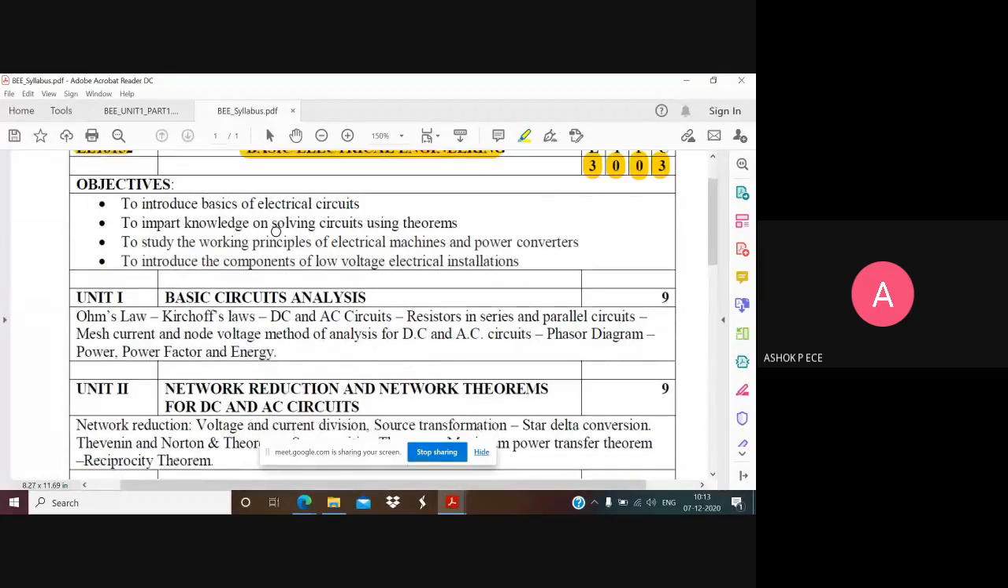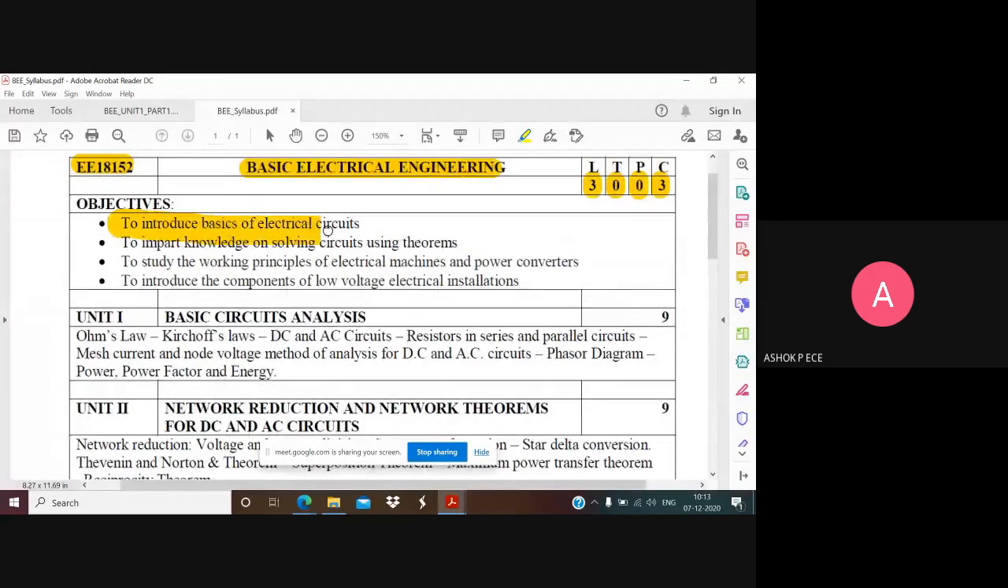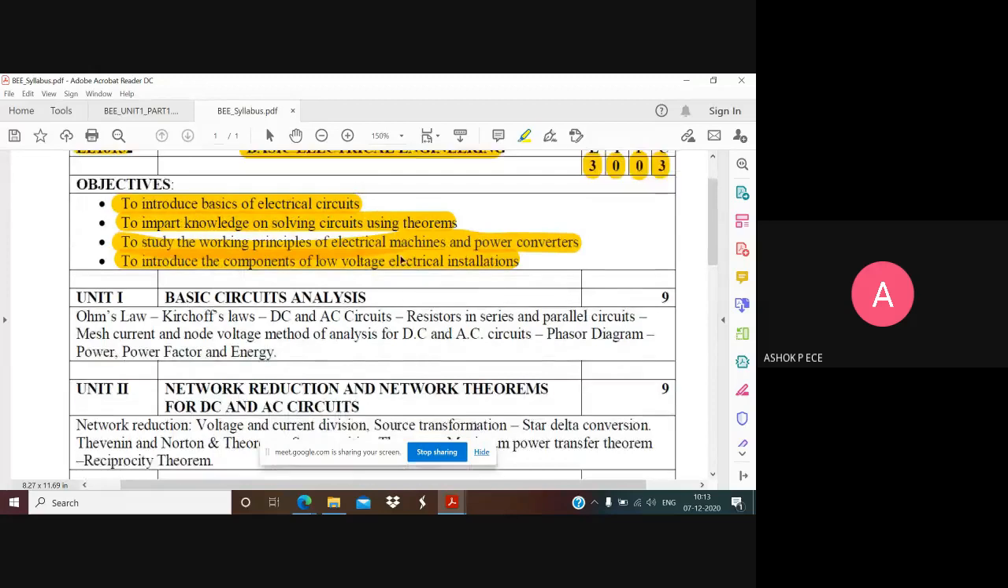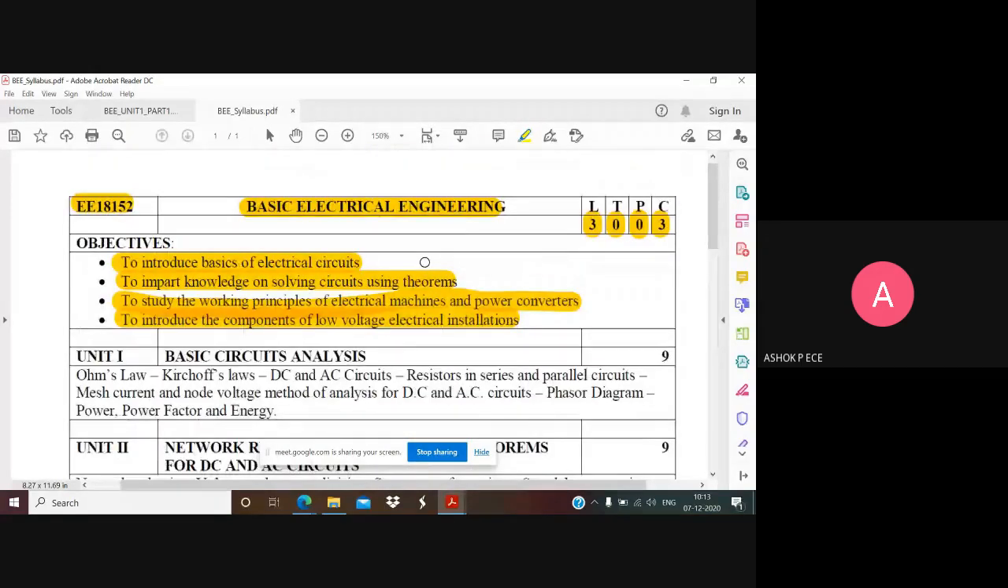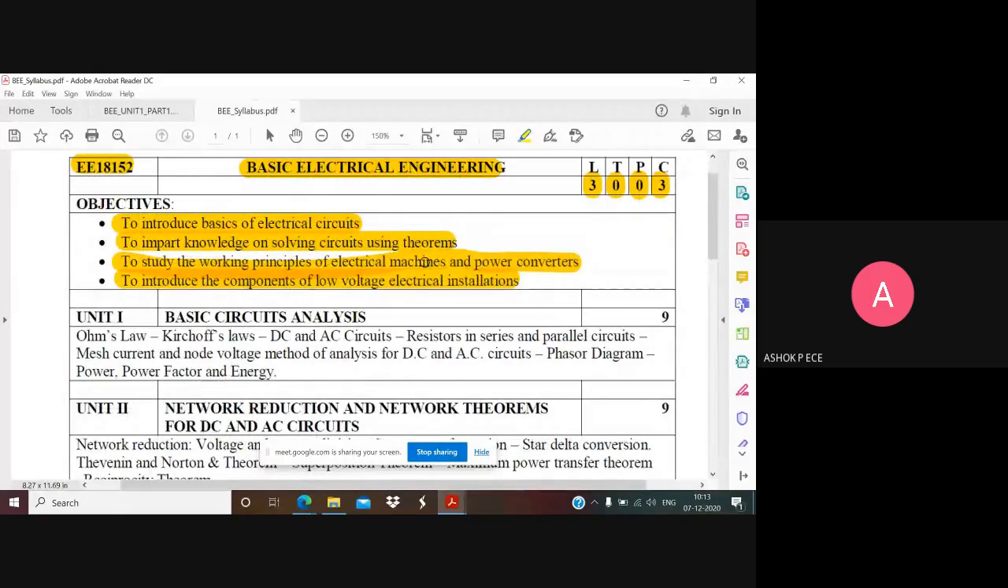grades. So the objective is to introduce basic electrical circuits, how to solve problems using theorems, how to study the working principle of electrical machines and power converters, and how to understand low voltage electrical installation. These are the objectives of learning the subject. Upon completing the subject, you should be able to do these things.